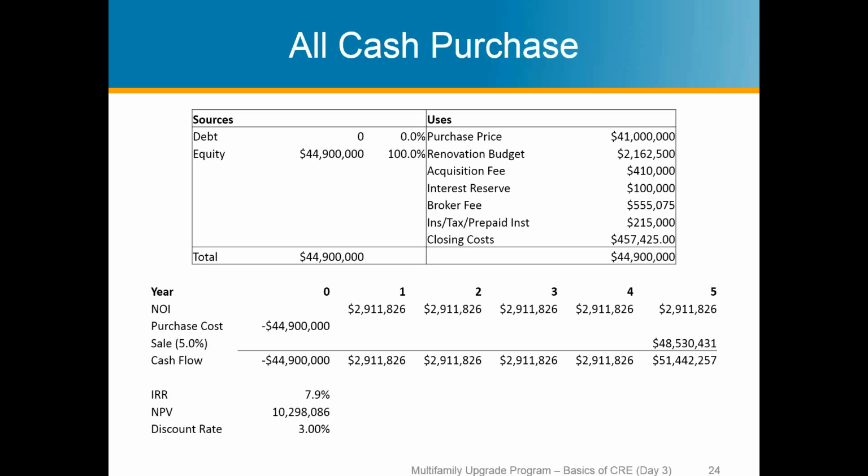So that's not bad. If I look at the NPV, I have $10.3 million based upon a discount rate of 3%. So I'm beating 3%. So it beats putting it into a bank. Even bank accounts today have a discount rate of probably 1%. So it's a reasonable investment.